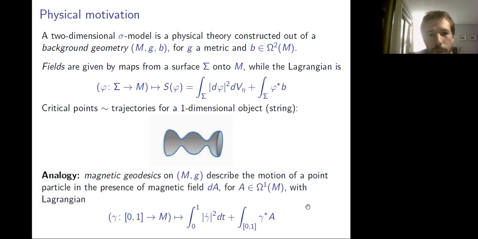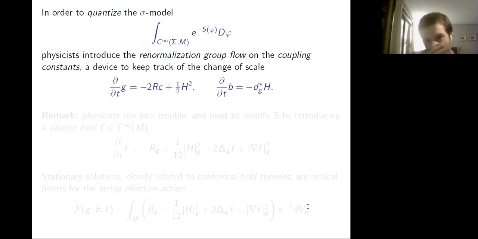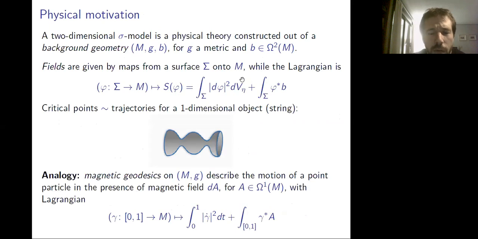Okay. So what does this have to do with our flow? In order to quantize this physical theory, this sigma model, physicists introduce some machinery called the renormalization group flow. The renormalization group flow is an evolution equation on the coupling constants of the theory, which you have to think of as anything which appears in the Lagrangian multiplying either components of your fields or its derivatives. So in this case, if we go to the Lagrangian, the coupling constants are going to be given by the metric and the 2-form.